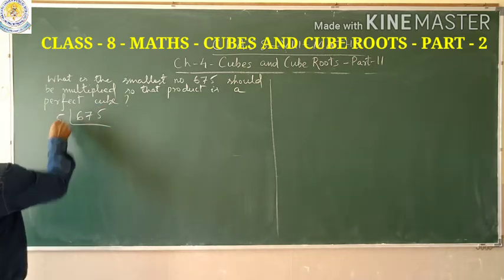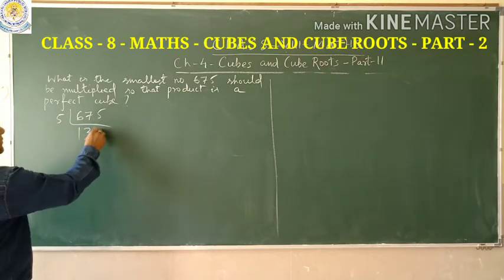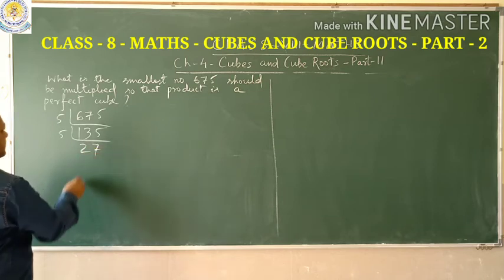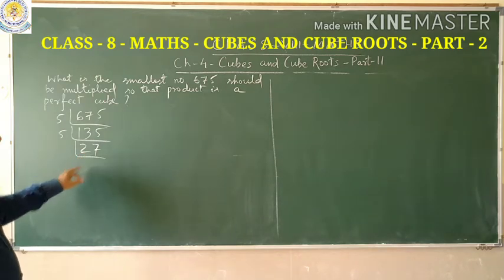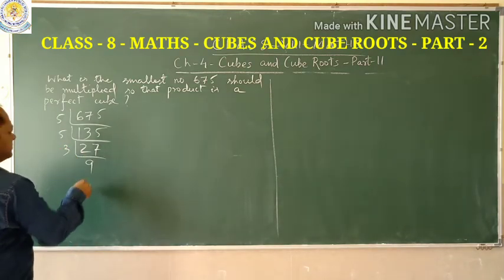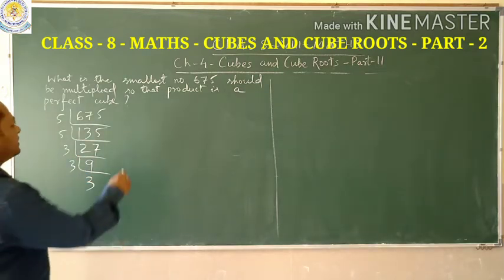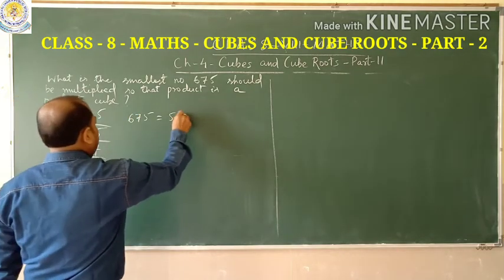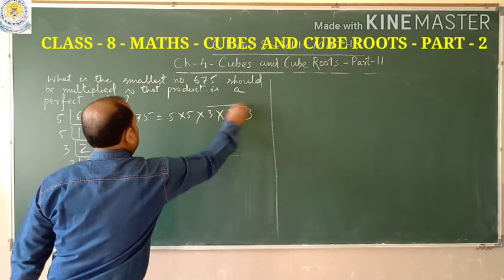So it is divisible by 5. Now, 5 1s are 5, 5 3s are 15, 5 5s are 25. Again, it is observed that the unit place is 5 here, divided by 5, 5 2s are 10, then 5 7s are 35. Now, here you see that the number 27 is coming, and 27 is divisible by 3. So 3 9s are 27. Again, 3 divisible by 3, 3 3s are 9. So, to write all the factors, 675 equals 5 into 5 into 3 into 3 into 3. So what do we observe here?